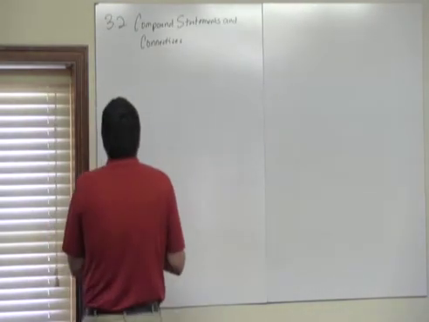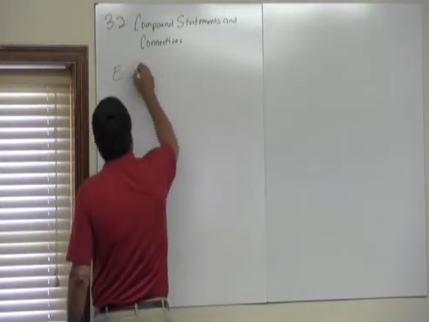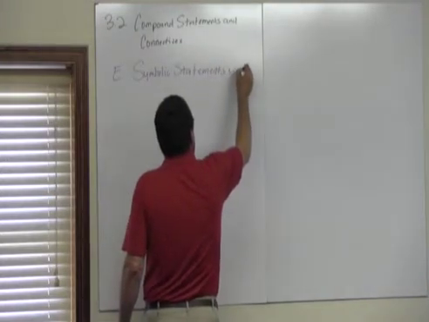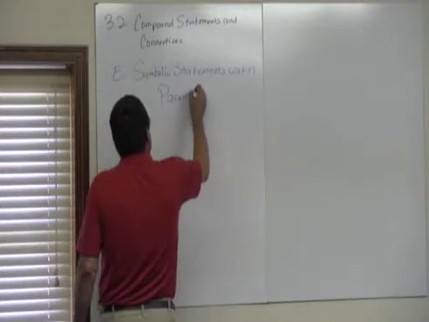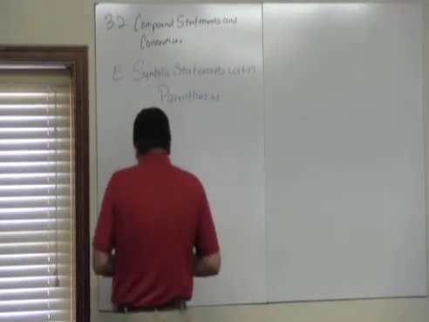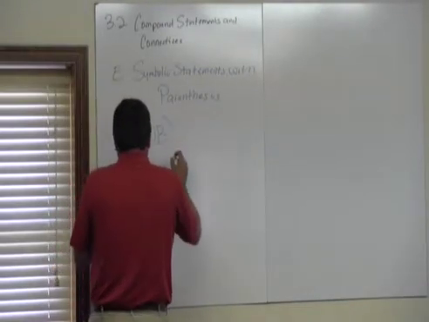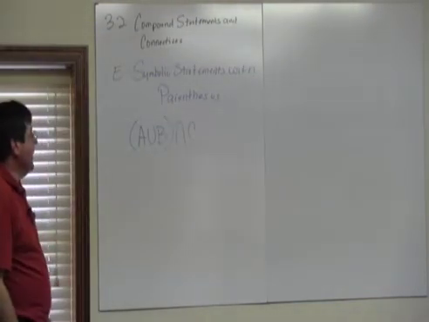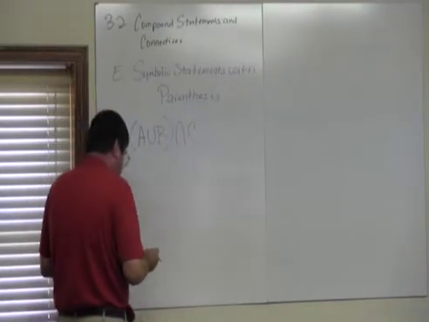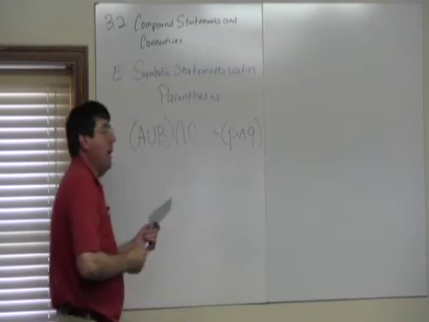Okay. Let's look at part E. We're going to talk about symbolic statements with parentheses. Sorry about the spelling. Okay, now, we have seen this before. So if I said I have three sets A, B, and C, you know this is an intersection. You know that's a union, and you know you got to work with that first. Well, I could use parentheses in logic.